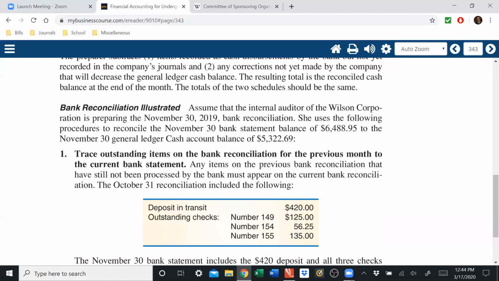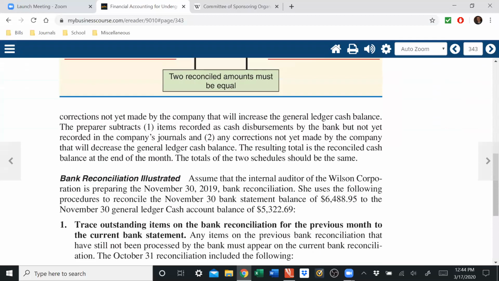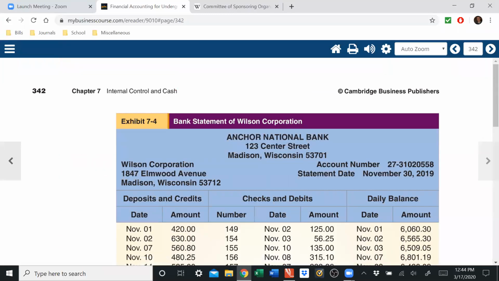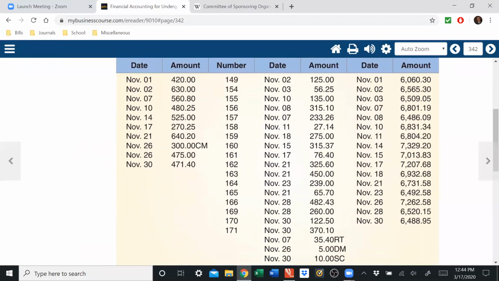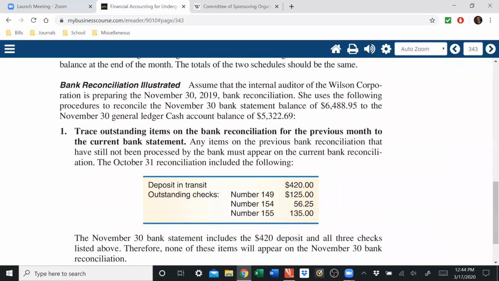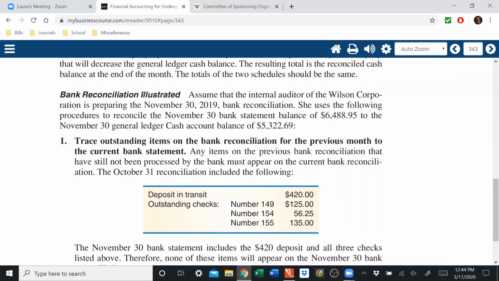So the ending bank balance on the bank statement is $64,889.95. You remember that number from the bank statement right here. It's the ending balance. The bank says we have this much in our account at the end of the month. So that's the unadjusted bank balance. And then the ending balance in our cash T account, the unadjusted book balance, is $5,322.69, and they don't equal each other. So we prepare a bank reconciliation.